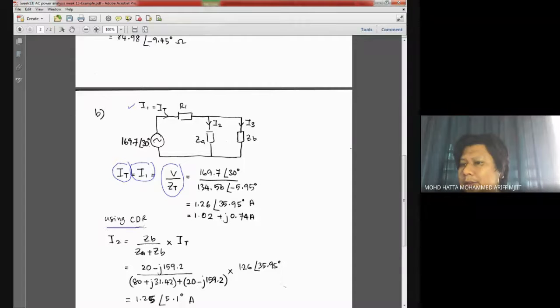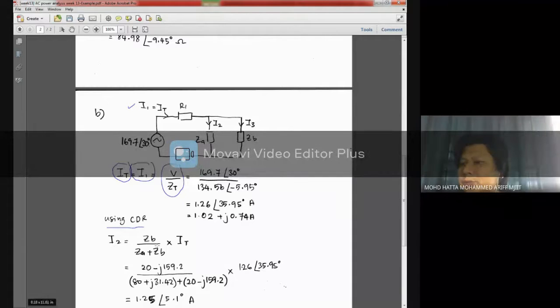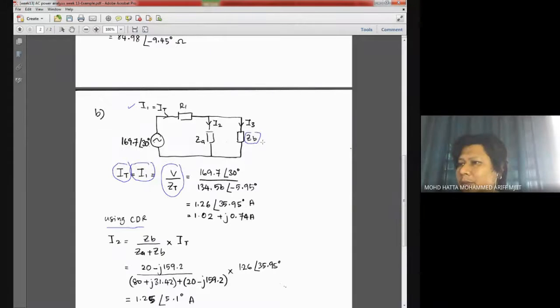So now this current is known, and to calculate the current in each branch, the best way is by using the current divider rule. Using the current divider rule, for example, if I try to calculate I2, I take the impedance value of the other branch divided by the summation of those two branches. Maybe this is basic knowledge for you guys. We learned this before the semester break in DC circuits. This is the same, using the current divider rule.